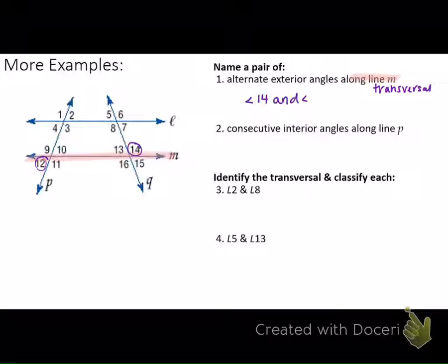So, do you guys see how I covered up that line? It's easiest if you cover up lines that don't matter. So, consecutive interior angles along P. P is our transversal this time. Which line can we cover up this time, Gabe? Q. Okay, so give me some consecutive interior if we're covering up Q. Angle 3 and 10 are consecutive. They're on the same side of the transversal, and they're inside. Very good.